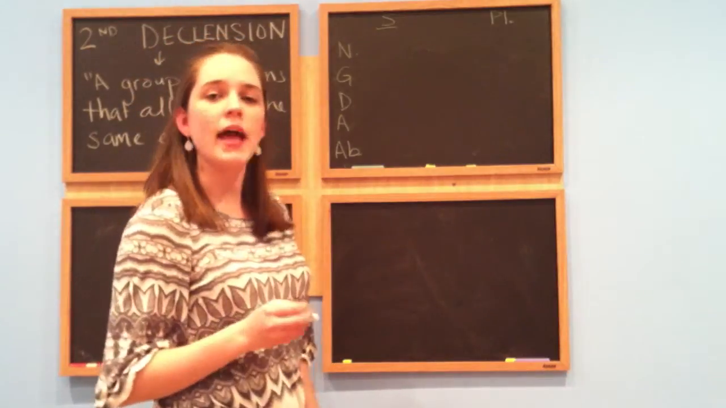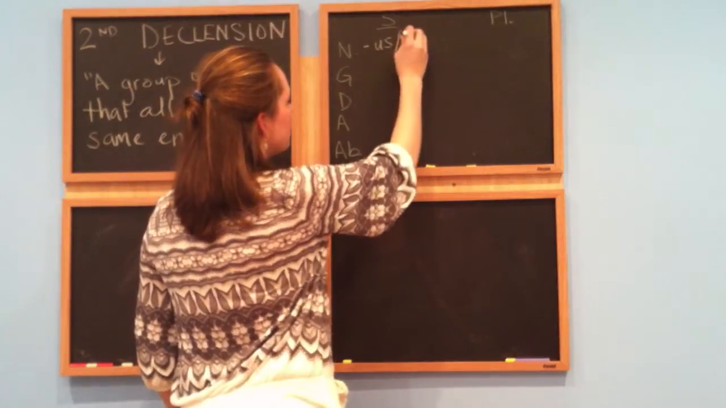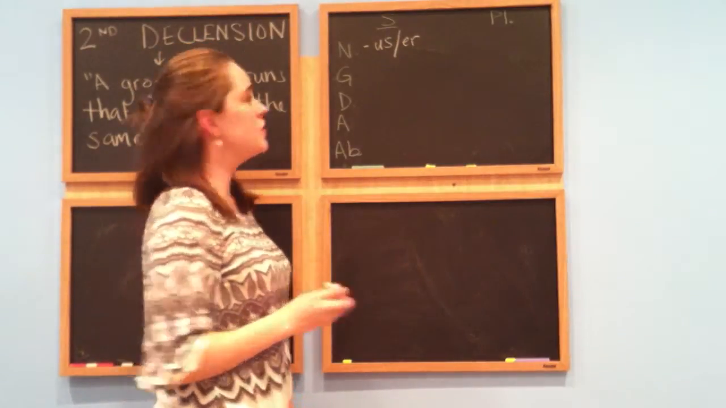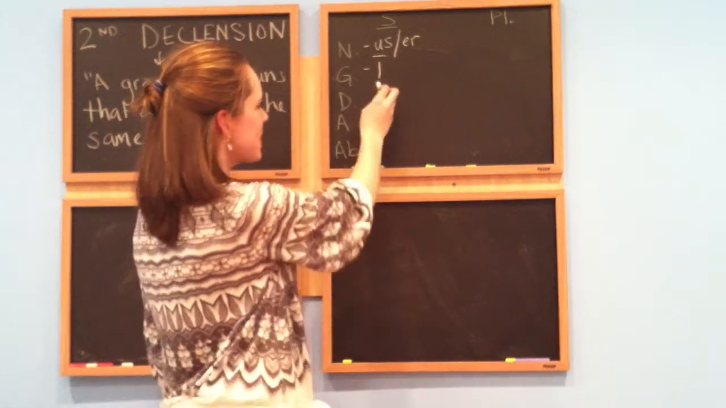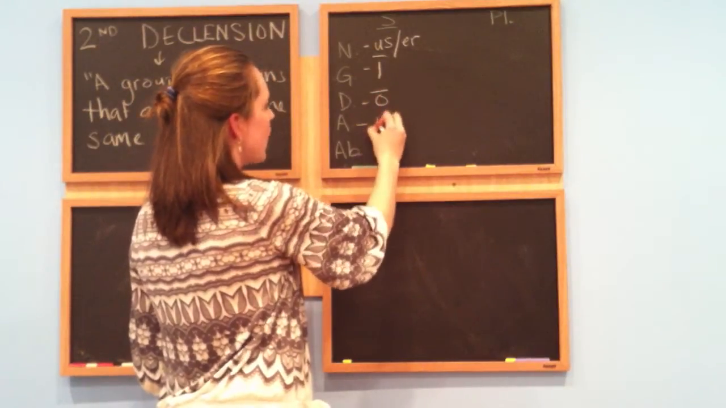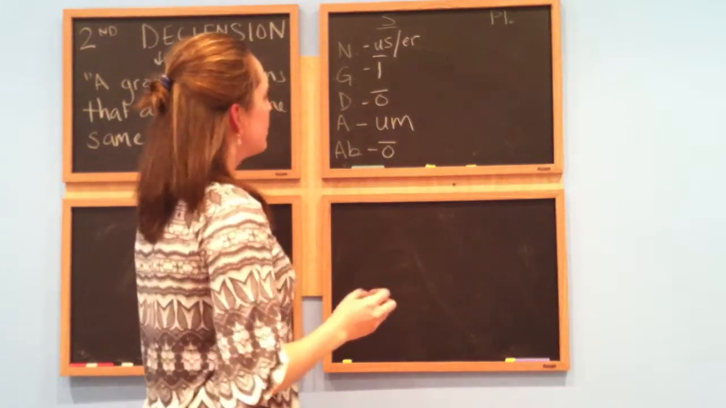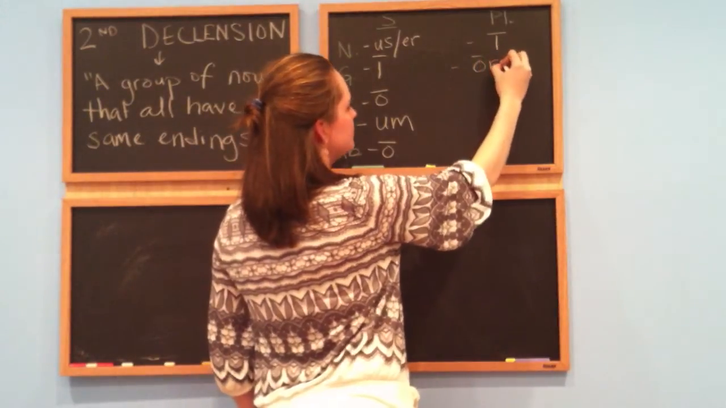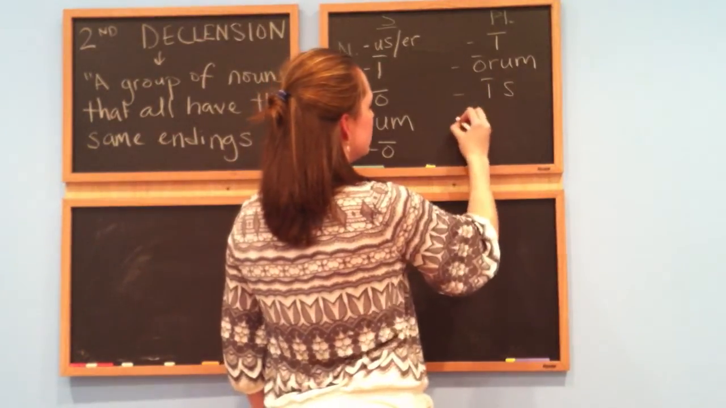So our masculine endings for the second declension are going to be US or ER in the nominative singular. In the genitive, you have a long I with a macron over the top to show that it's long. That's not a T, it's an I. In the dative, you have an O with a macron. In the accusative, you have UM and then you have another O. In the plural, you have a long I again. Then you have ORUM. And then you have IS, OS, IS.